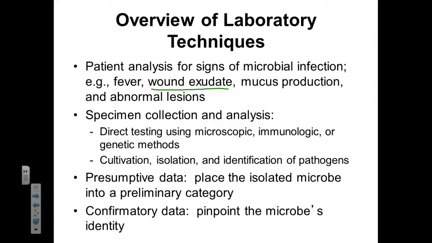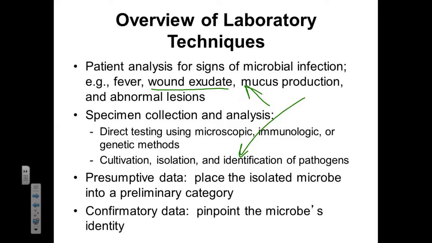Obviously, we're going to need to collect the specimen and send it for analysis. Direct testing methods are going to be either microscopic, immunogenic, or genotypic or genetic. Sometimes this is also going to involve the cultivation and isolation of the samples. This can take up to a couple days, and it's typically going to be used in situations where we aren't 100% sure about the initial diagnosis based on the symptoms that are being presented, and we need to wait a little bit longer to get a confirmation.